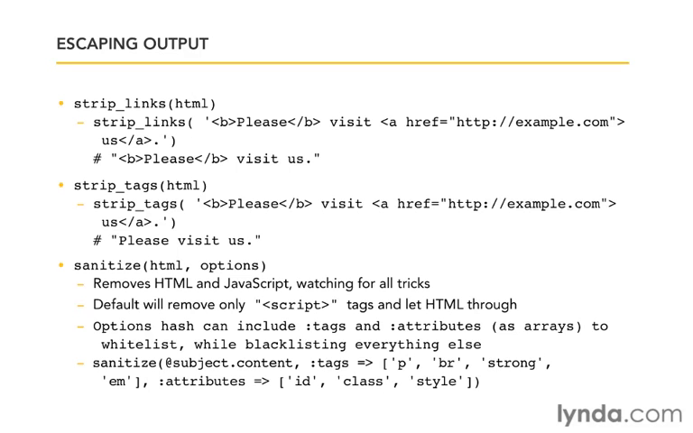So in my example, we have sanitize, subject content, and we're only going to allow the tags p, br, strong, and em through, and the only attributes that we're allowed to use there are ID, class, and style. Let's jump over to our application and try all of these methods out.